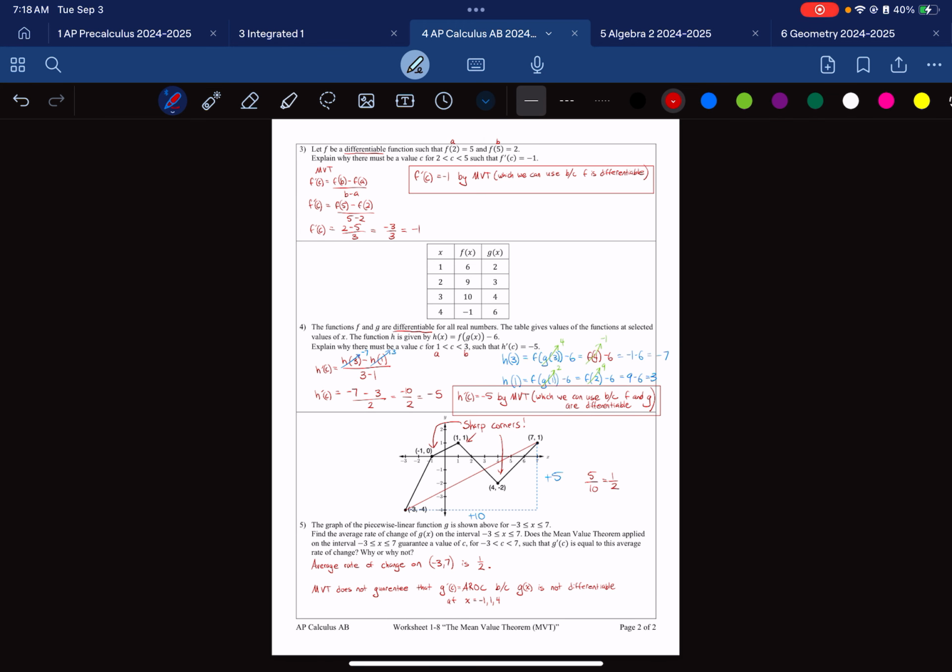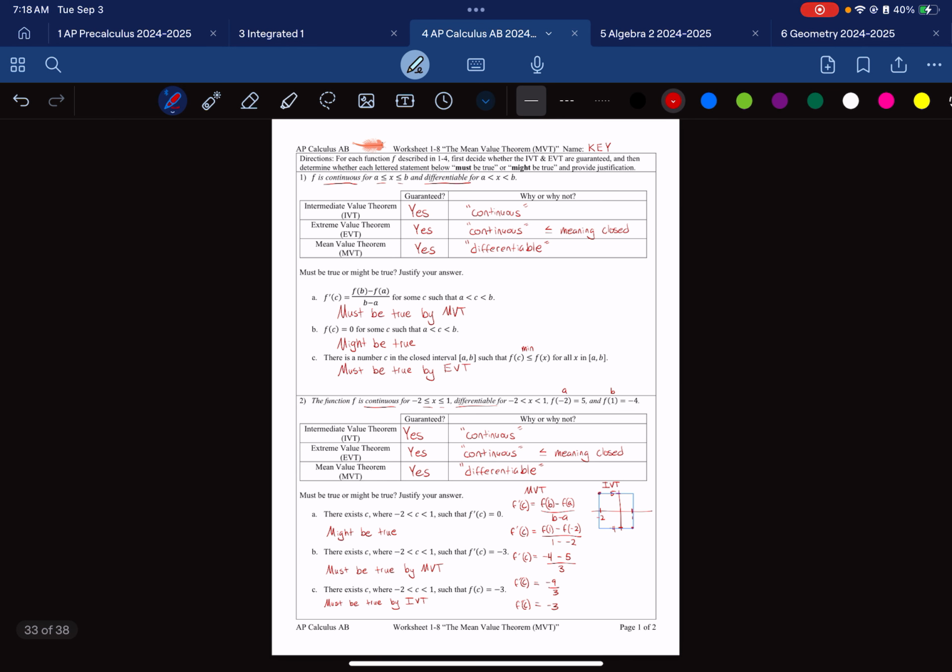All right, guys, that concludes worksheet 1-8 for the mean value theorem for AP Calculus AB. There's the back. There's the front. Thanks for watching.